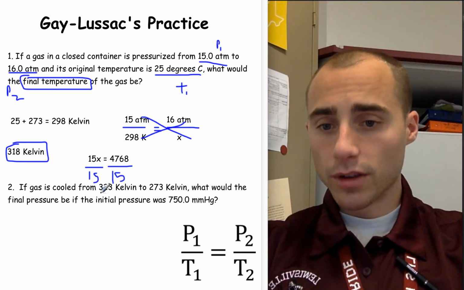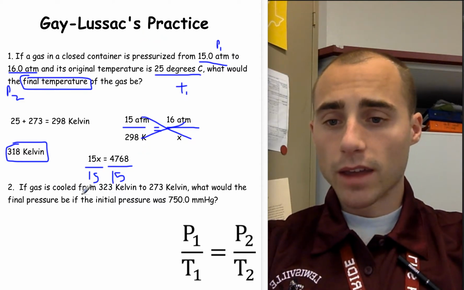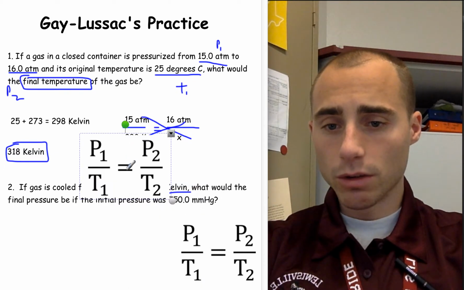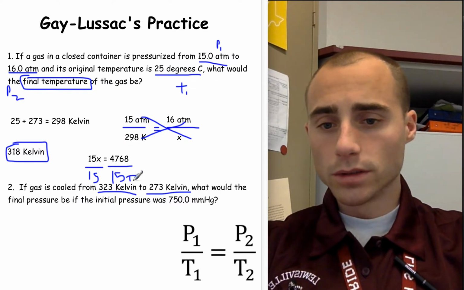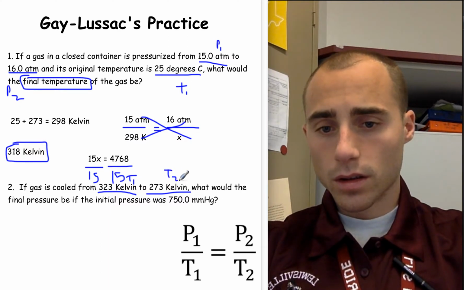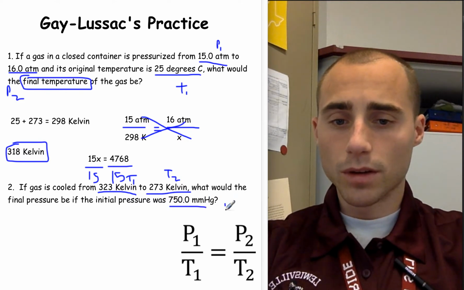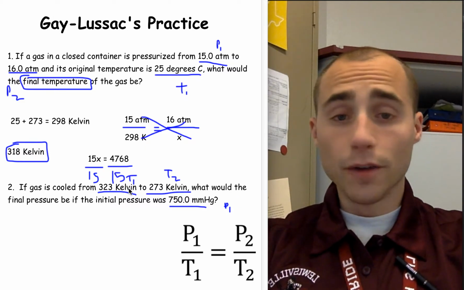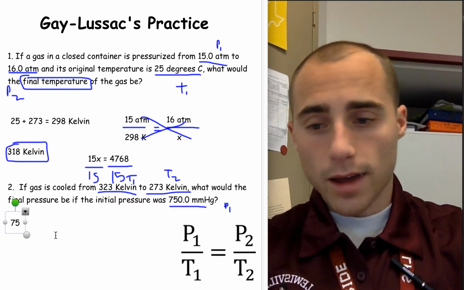to our next question. Let's identify the important aspects of what we are doing first. So we have, if a gas is cooled from 323 Kelvin to 273 Kelvin, so that's our T1 and T2. That's our T1 and our T2 right here. What would the final pressure be if the initial pressure was 750? So that's going to be our P1 right there. So first, let's convert. Is there anything we need to convert? Kelvin? No, it's already in Kelvin. We're good. We do need to convert that to ATM.